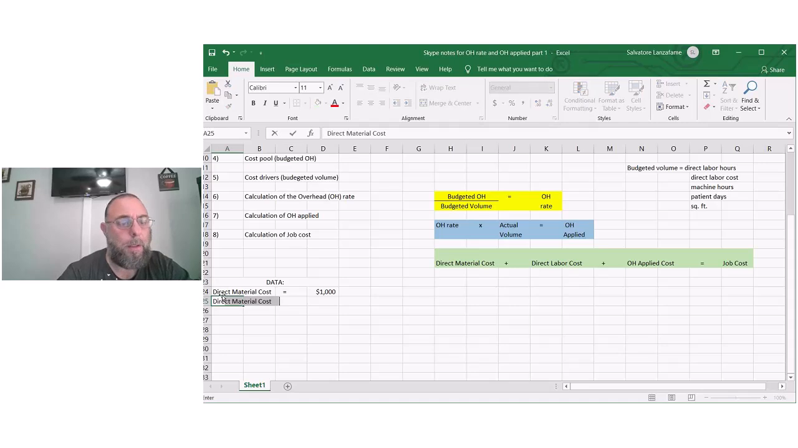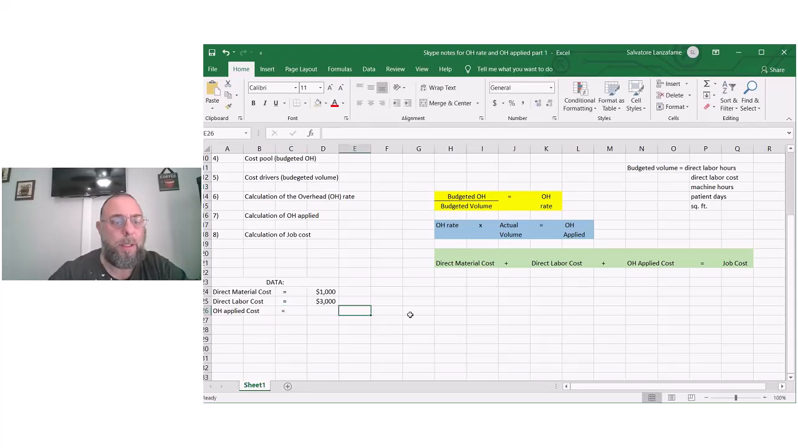Let's say our direct labor cost is equal to $3,000. Now don't try to figure out why that is, I'm just making these numbers up. And then the overhead applied, we don't know that yet. That's what we have to figure out. So let me just put a question mark in there.